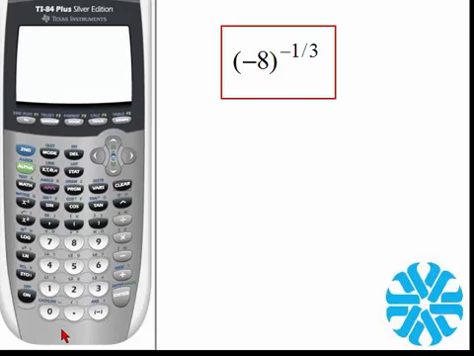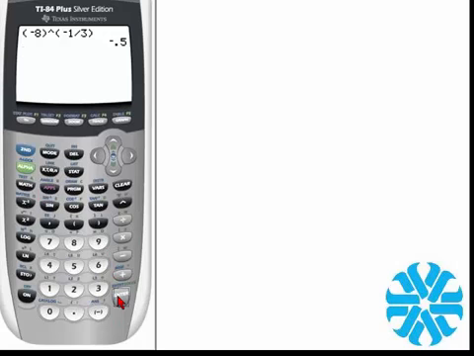So let's say we want to compute -8 to the -1/3 power. So let's take -8 and raise that to the -1/3 power. So we're going to use parentheses and then -1 divided by 3. And we hit Enter to get our value. And we get -0.5. So the main point here, when you're using fractional exponents, is to make sure you put that fractional exponent in parentheses, or you won't get the correct answer.